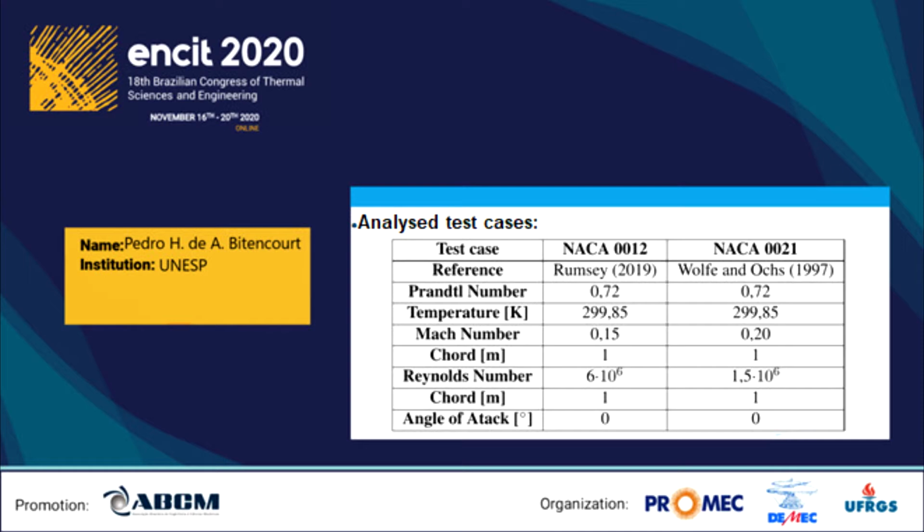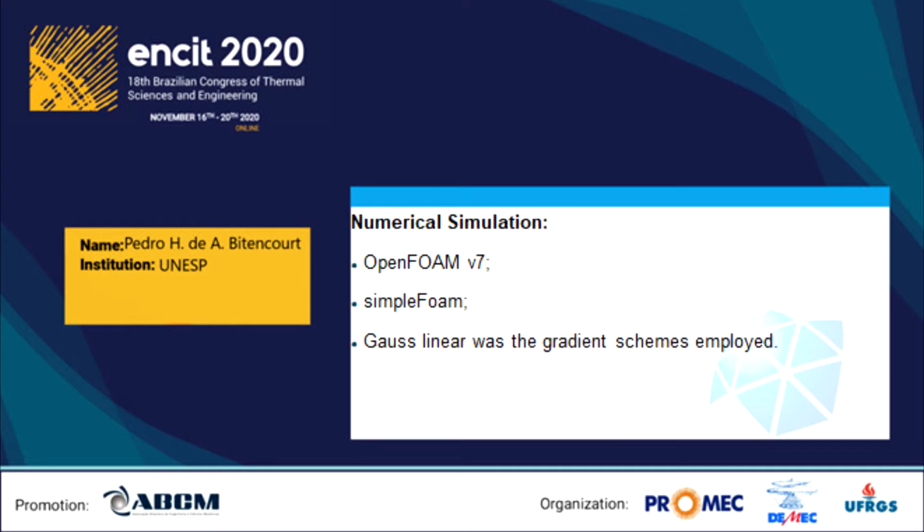And since all the analyzed test cases use air as fluid, it was considered an ideal gas, as all the flows analyzed are turbulent. To solve the closure problem, the Spalart-Allmaras turbulence model was adopted. For the numerical simulation, we used OpenFOAM version 7.